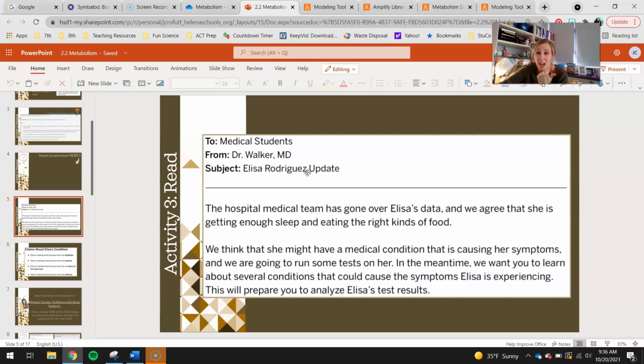Okay? Moving on, so like I mentioned in the introduction to this assignment, we talked about in one of the last lessons how much sleep and how many nutrients Elisa is getting. What we found out is she was getting normal amounts compared to teenagers her age. So here's a little message from the hospital.